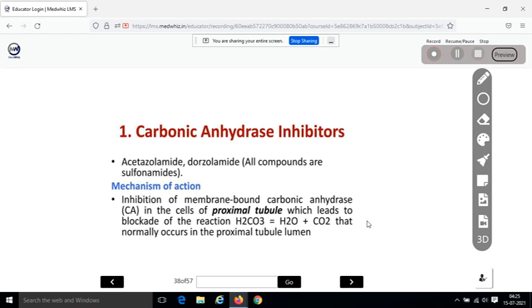Acetazolamide and dichlorphenamide are the compounds, all sulfonamide derivatives. As I told you, they act by inhibiting membrane-bound carbonic anhydrase in the cells of the proximal tubule, which leads to blockade of this reaction. Carbonic acid cannot be converted to water and carbon dioxide, which occurs in the proximal tubular lumen.